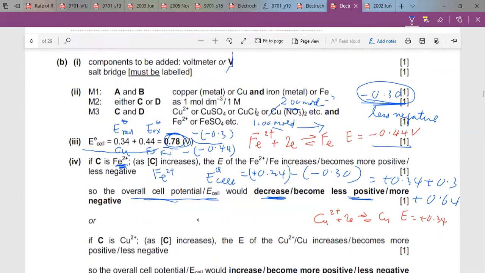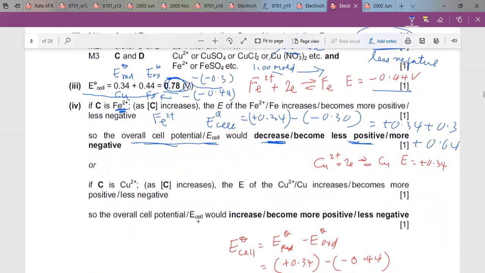Now, if you talk about copper here, and the concentration increases, now this one is one molar and this is positive 0.34. So now you go to two molar. You shift forward. That means you become more positive. The E naught becomes more positive. Go for one more, then a plus 0.44.